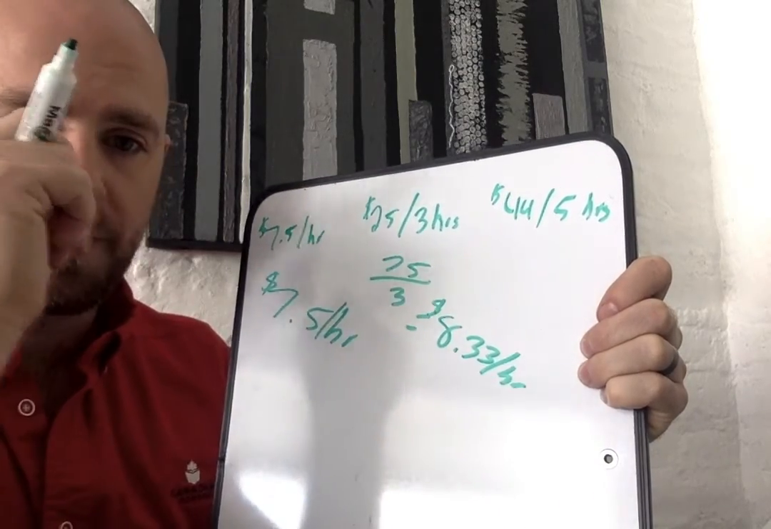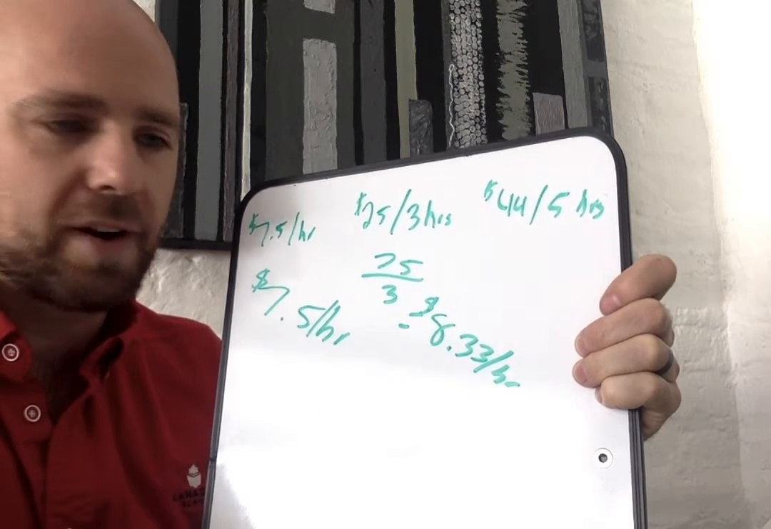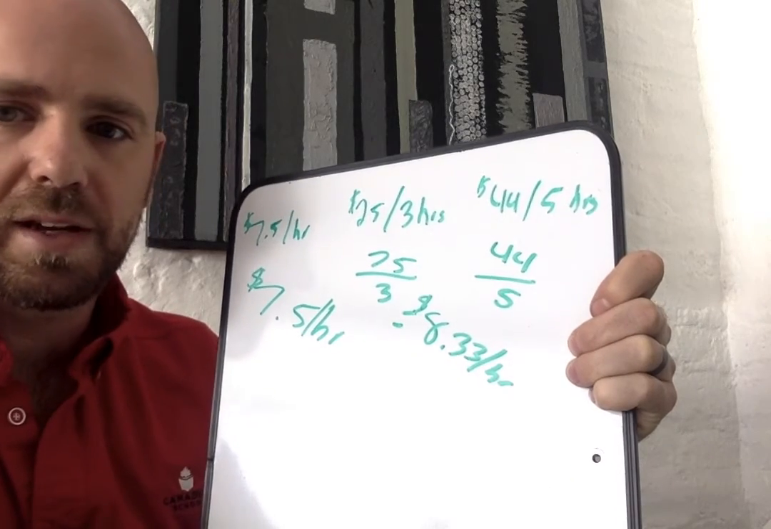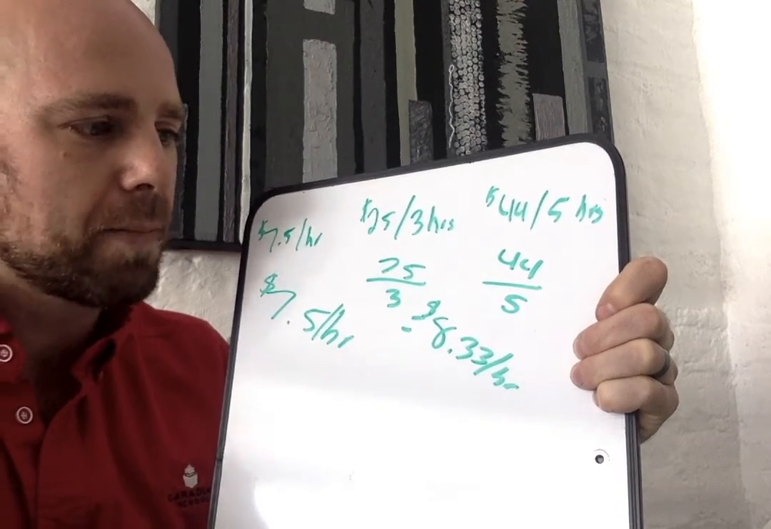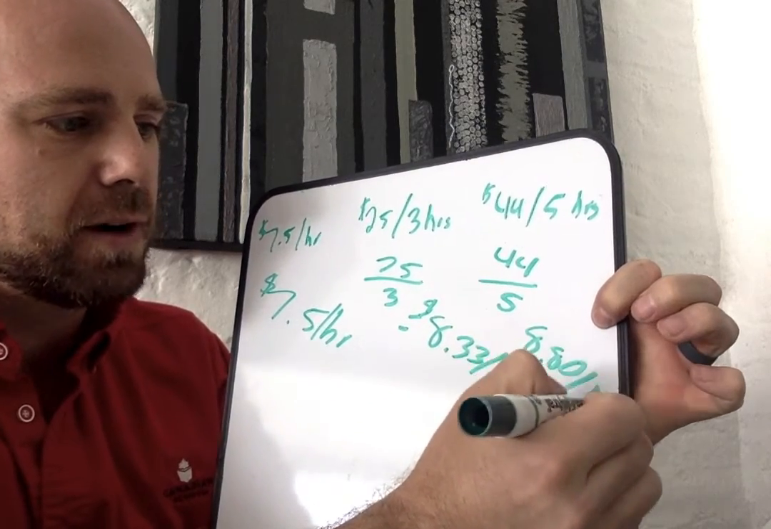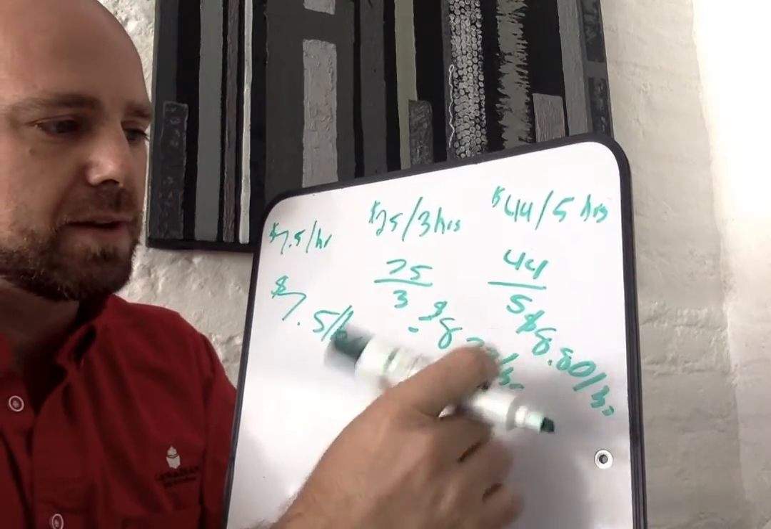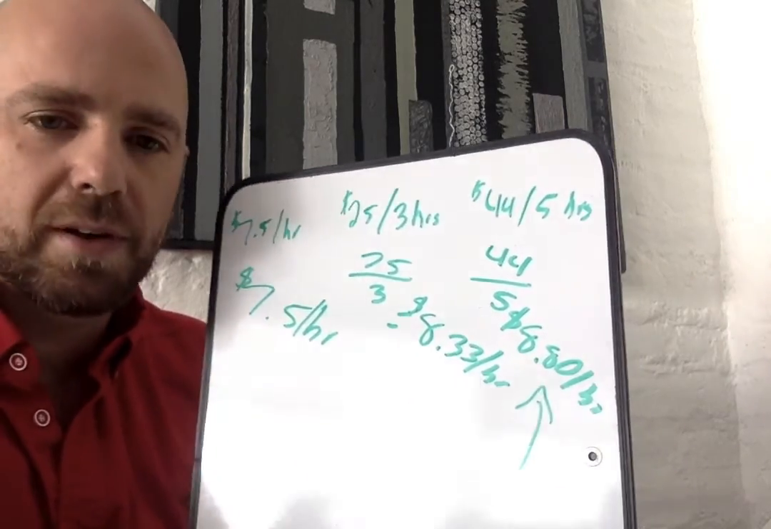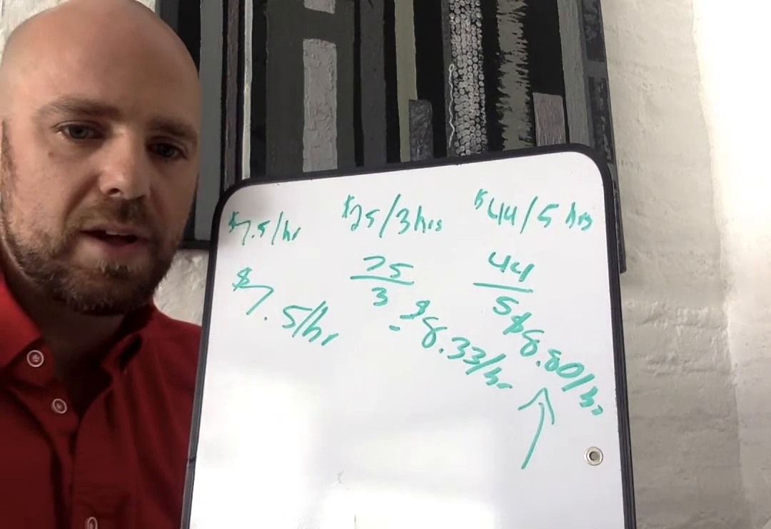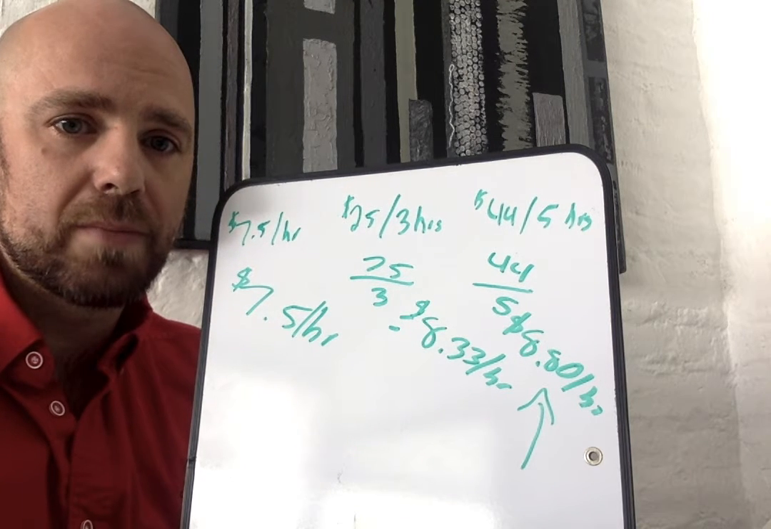Okay, now I've got $44 every 5 hours. So I need to take my 44 divided by 5, because that'll give it to me for every hour. Okay, this is going to give me $8.80 per hour. So the job that she actually gets paid the most at is this one right here, where they're making $44 every 5 hours. So in that situation, she will actually make the most. Right?